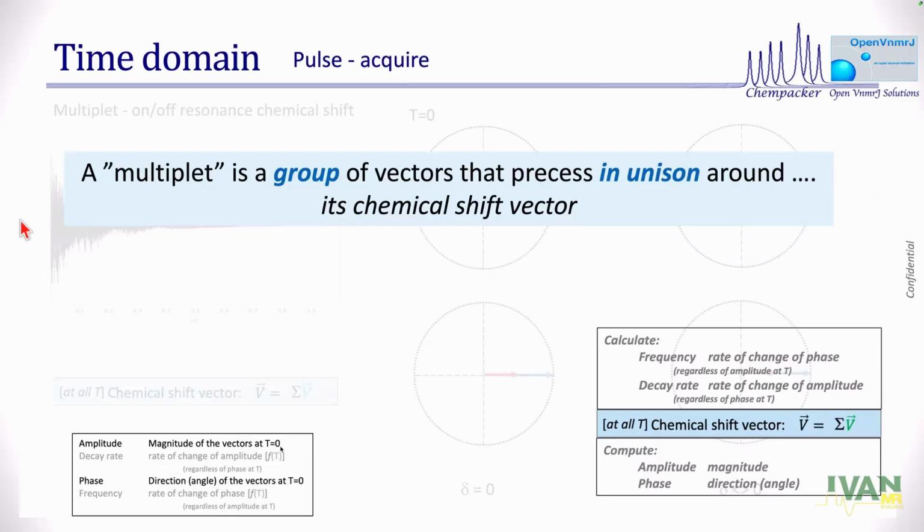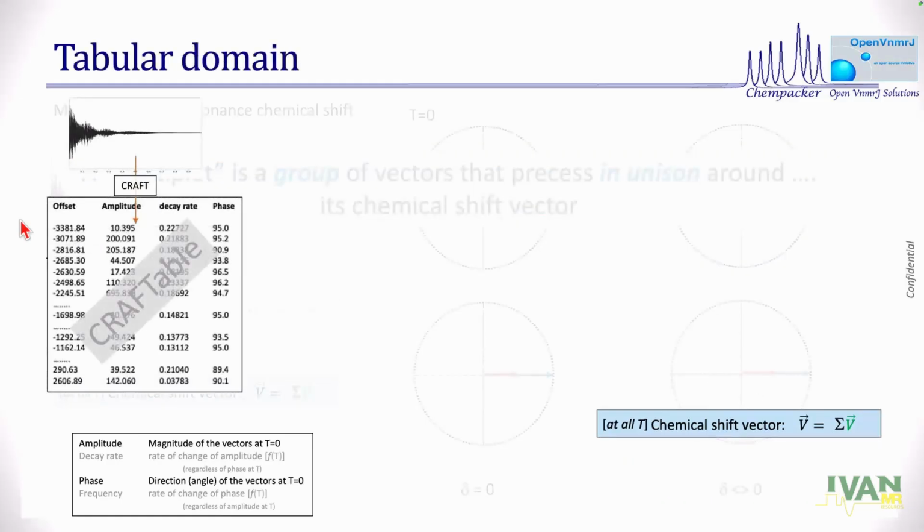Once I know that, then I can calculate. So the rate of change of phase is my frequency, the rate of change of amplitude is my decay rate constant. That describes my chemical shift. So I don't want to be going back to the FID. I have a table, using Kraft or using Bayesian. I have a table that we just saw in the first slide of the three vectors, the blue, red, and green vectors, that describes each of those vectors as frequency or offset, amplitude, decay rate constant, phase.